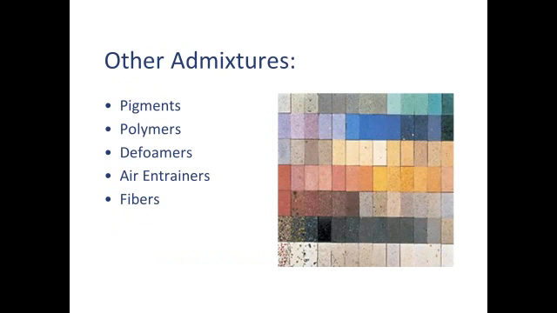Finally, I'm going to wrap up the discussion of admixtures to talk about all the other ones that don't affect workability, or aren't used to change workability or strength gain. These include pigments and polymers and fibers and defoamers and things like that. There are lots more. I counted 27 different recognized superplasticizer types in the design and control of concrete mixtures. I'm only touching on the ones that are relevant to us. There are corrosion inhibitors and certainly shrinkage-reducing admixtures and things like that that I'm not even going to cover.